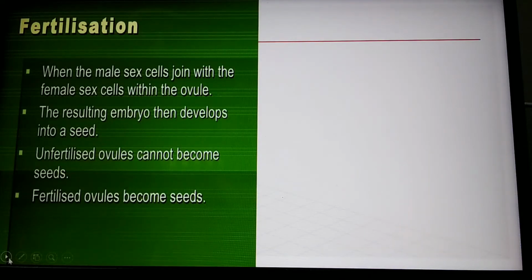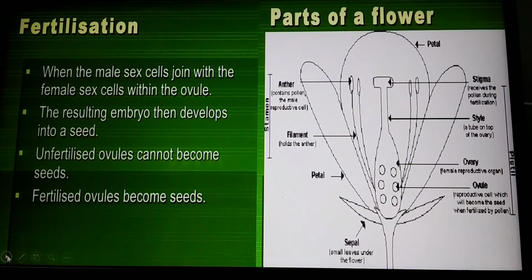Next, what is meant by fertilization? When the male sex cells join with the female sex cells within the ovule, the resulting formation of an embryo then develops into a seed. Unfertilized ovules cannot become seeds. Fertilized ovules become seeds. Now, already we have seen the parts of a flower.